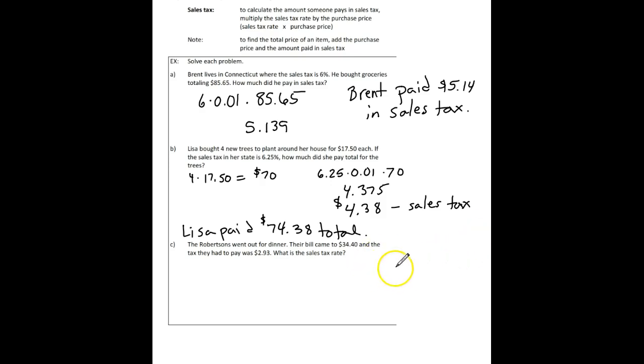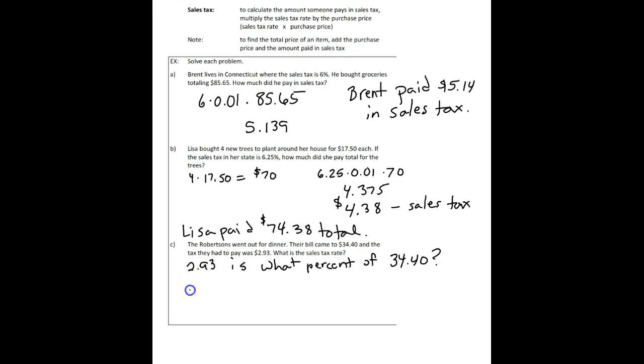All right. The Robertsons went out for dinner. Their bill came to $34.40, and the tax they had to pay was $2.93. What is the sales tax rate? So this one is a little bit tricky, but we're going to go back to what we know about our percent problems. So $2.93 is what percent of our total bill, which is $34.40? Okay? So however you want to set it up is totally fine.